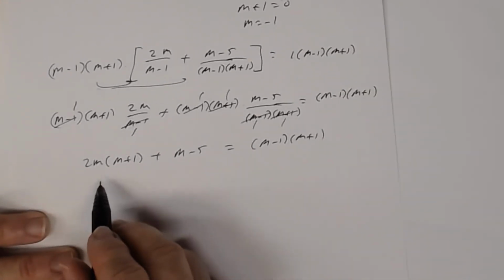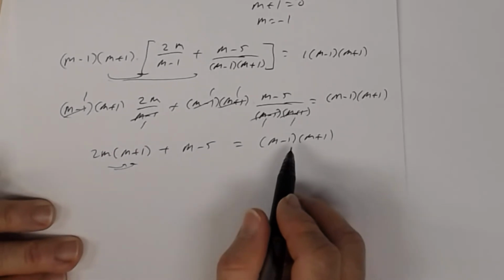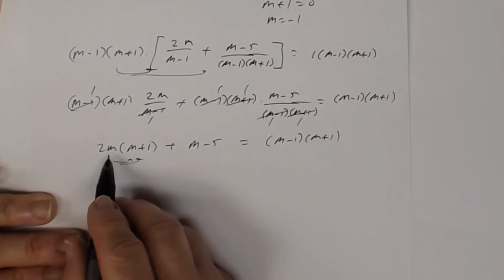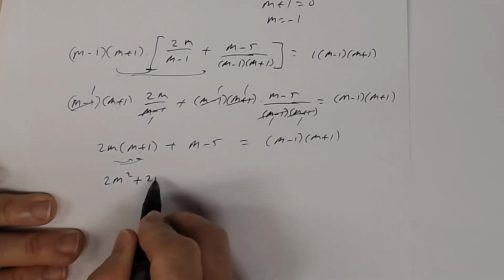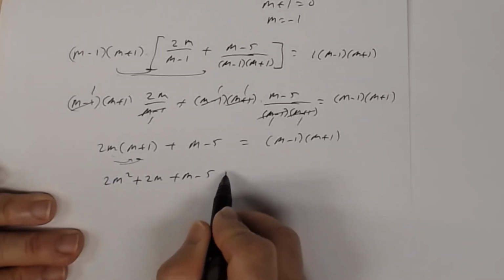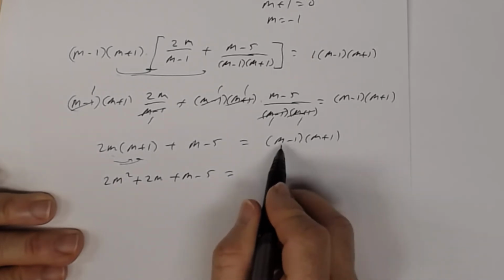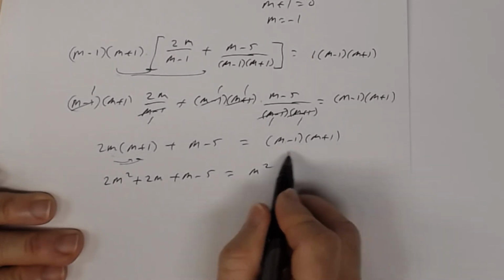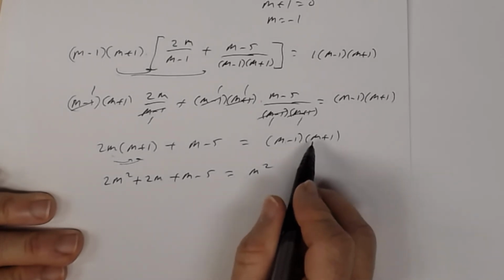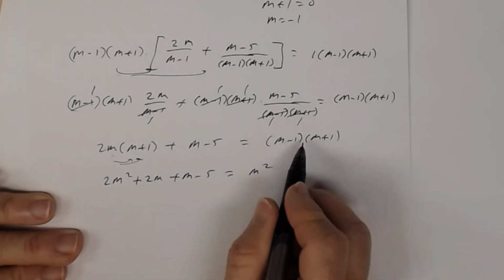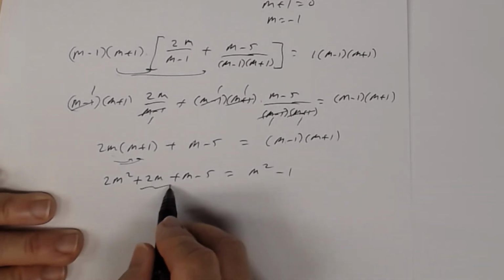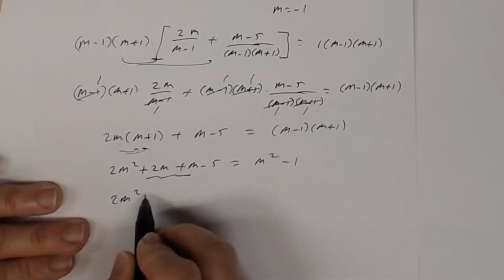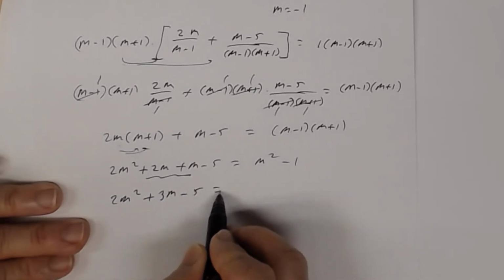Okay, now let's go ahead and distribute here, and we're going to FOIL here because that's a product of two binomials. So 2m times m is 2m squared. 2m times 1 is 2m, and then plus m minus 5 equal. Over here, I get m times m is m squared. The outer is a positive m. The inner is a negative m, so that cancels out, and then you're left with negative 1 times positive 1 is a negative 1. Combining like terms over here, I get 2m squared plus 3m minus 5 equals m squared minus 1.